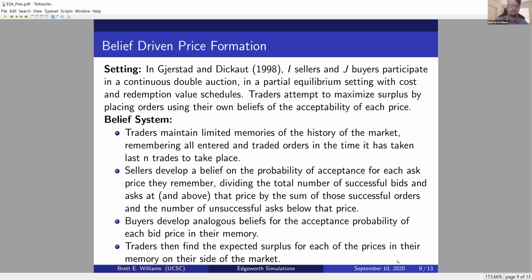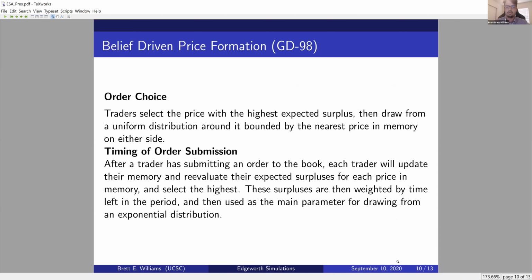The traders maintain a limited memory, and they look over all the prices within that memory and find the probability that each of those is going to be accepted. They do that by totaling the number of successful asks and bids at prices higher than that, and dividing by the total number of successful orders plus the number rejected at prices lower. Buyers do something analogous, just the flip side. Traders then find the expected surplus for every one of these prices and choose the highest expected surplus as their chosen price.